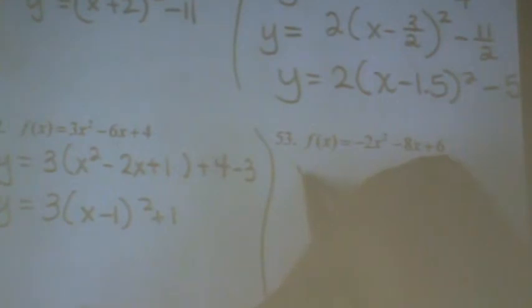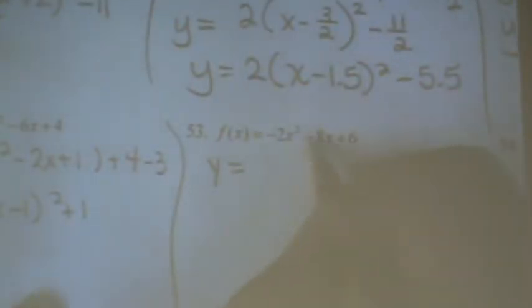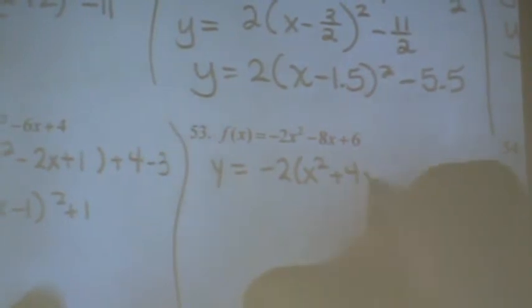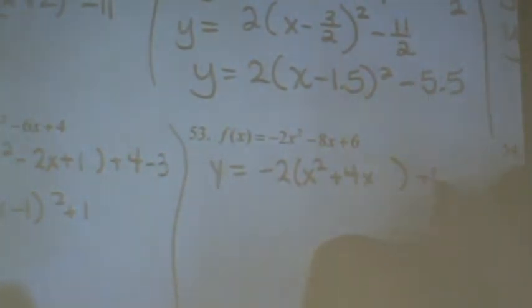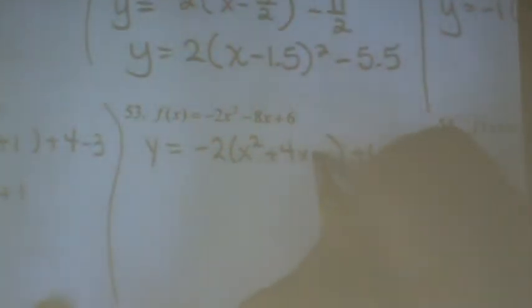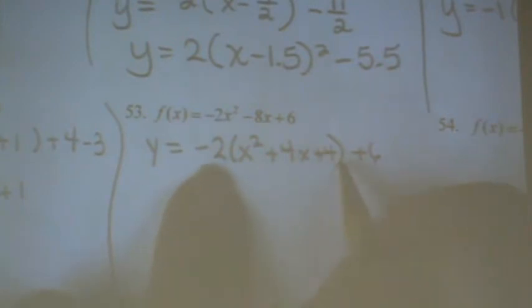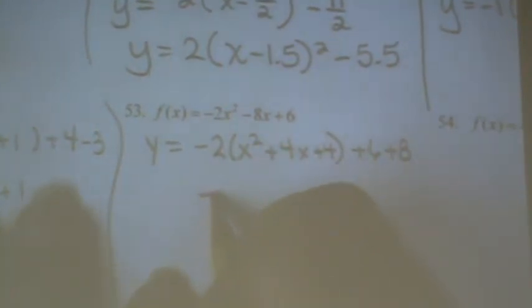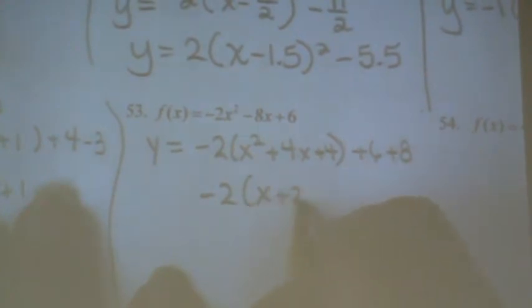Next one, you're going to take out a negative 2. Leave your 6 alone. Now half of 4 is 2, squared is 4. We really added negative 8. Negative 2 times 4 is negative 8, so add a positive 8. So factoring, you get x plus 2, quantity squared, plus 14.